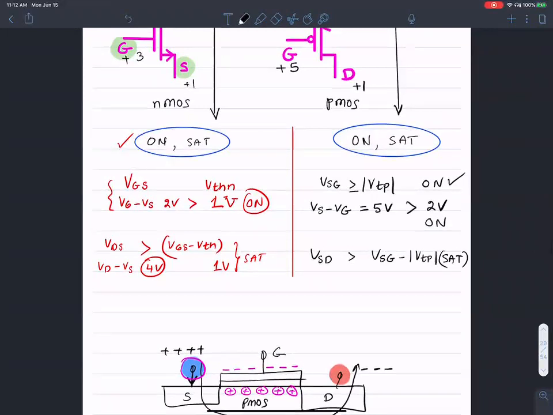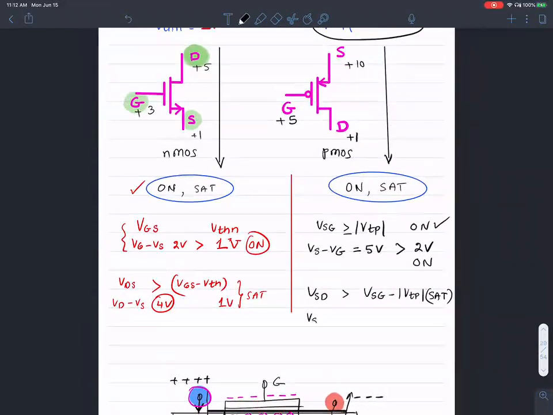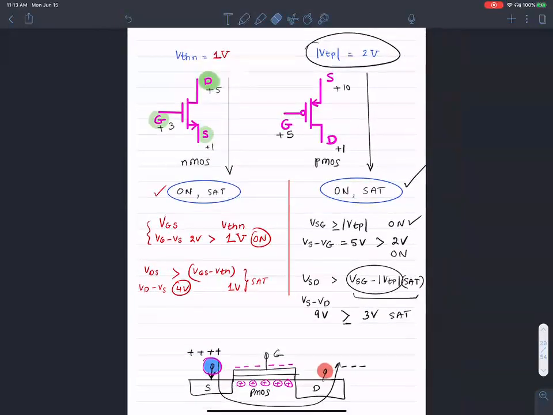What is the value of VSD? VSD is 9 volts. What is VSG minus the magnitude of VTP? VSG minus mod VTP is 3 volts. So VSD is greater than this, and the condition is satisfied. My assumption that this is in saturation is in fact correct. Okay, let's do one more problem. Let's do the problem that you want to.